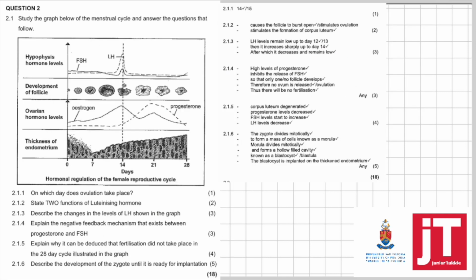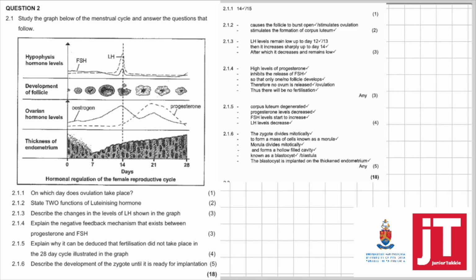Right, 2.1. Study the graph below of the menstrual cycle and answer the questions that follow. Now let's look at the graph. You have the hormonal regulation of the female reproductive cycle. Here on the one side you have the days. On the dependent variables you have the hypophysis hormone levels, development of the follicle, ovarian hormone levels, and thickness of the endometrium. 2.1.1. On which day does ovulation take place?